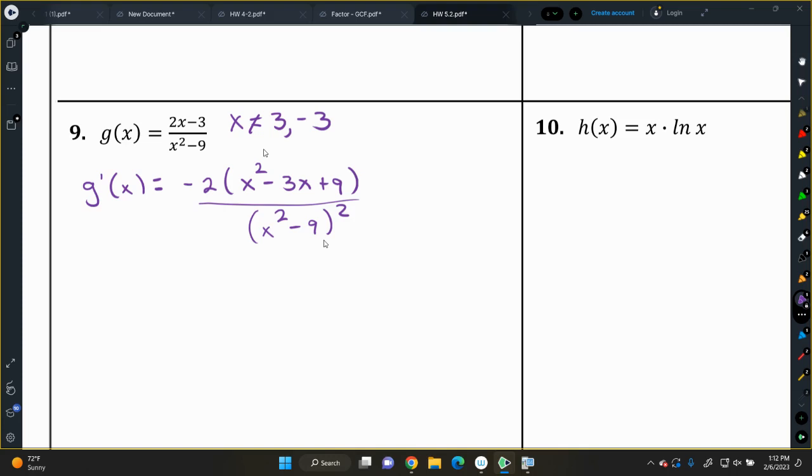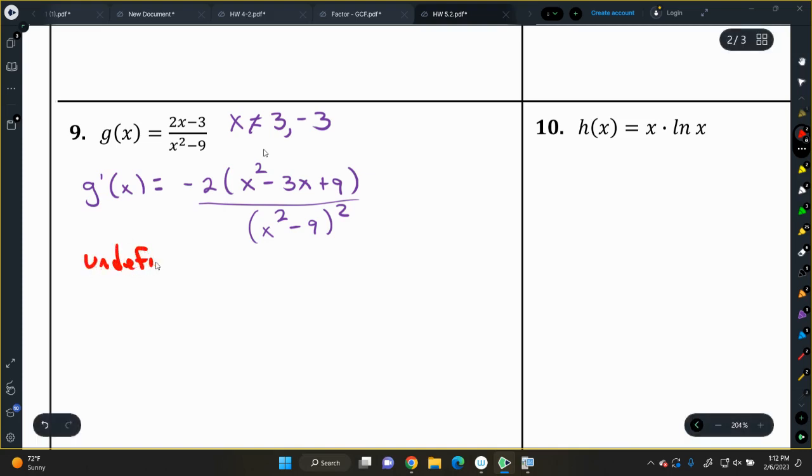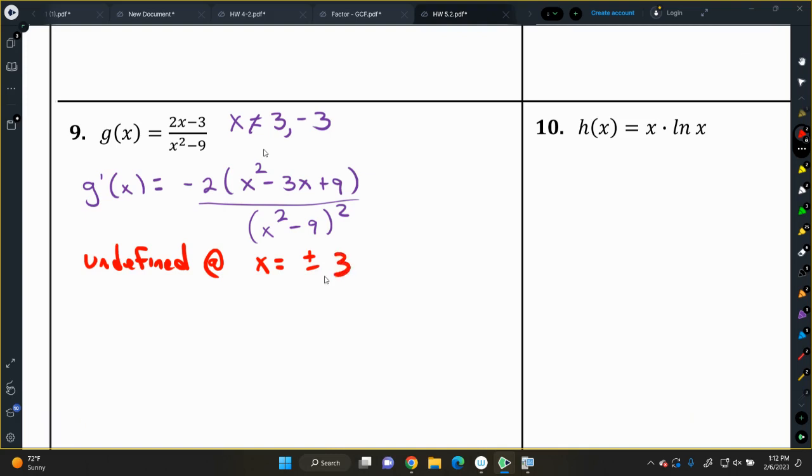Now, what are we going to do to figure out the critical points? Right away I know there are two places where it's undefined, at x equals positive or negative 3, because I'm going to get a 0 in the denominator. But that doesn't matter because that's not part of my domain, so we can cross that out.